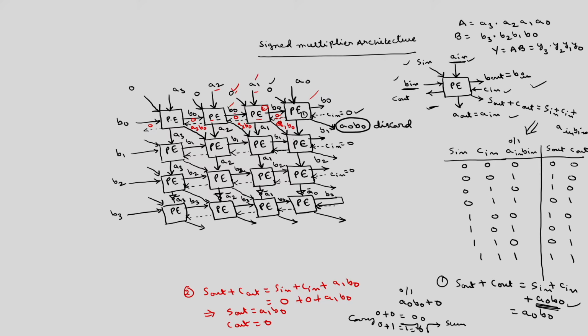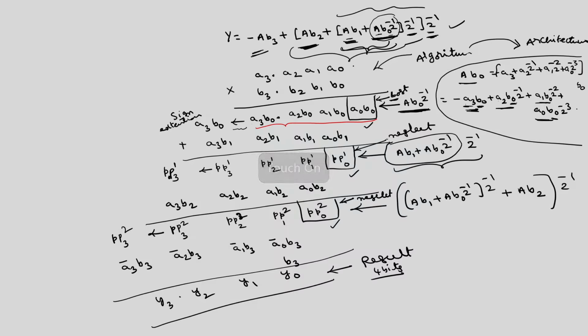Okay. Now, in the second row, what is to be added to this one? For A1, B0 I have to add A0, B1, for A2, B0, A1, B1 and so on. And this A3, B0 has to be sign extended. Okay, this A3, B0 has to be added with A2, B1 as well as A3, B1. Okay, now I will show that. Now, A1, B0 is generated, A0, B1 you have to add.